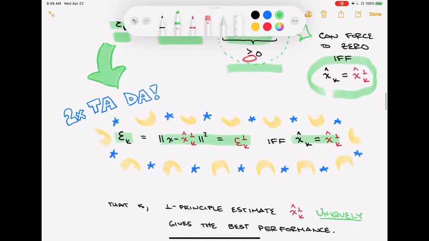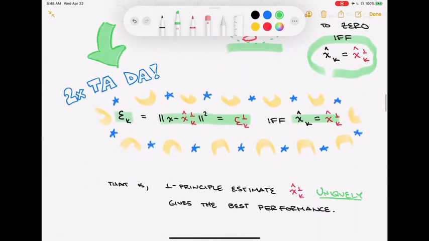What does this really tell us? This tells us that the orthogonality principle estimate, x hat perp of k, uniquely gives the best performance. So not only does orthogonality give us the best performance, it's uniquely best. There's nothing else that is just as good. It is the sole winner. It's going to always win the gold medal here. So this is exactly what we wanted to prove. We've done it in a very kind of simplistic way.